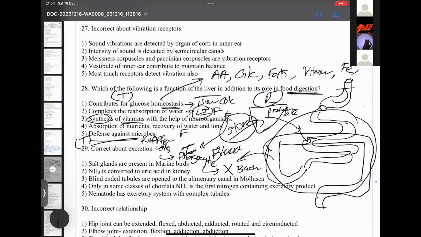So which of the following is a function of the liver? Both 1 and 5 are true. If they ask this in an exam, go with the most important one. The most important one is number 1. So the answer is number 1.